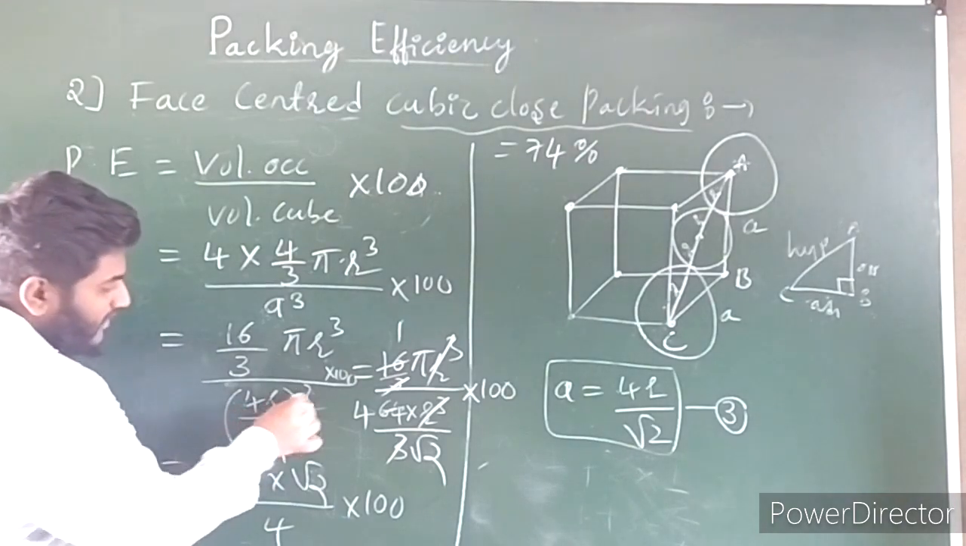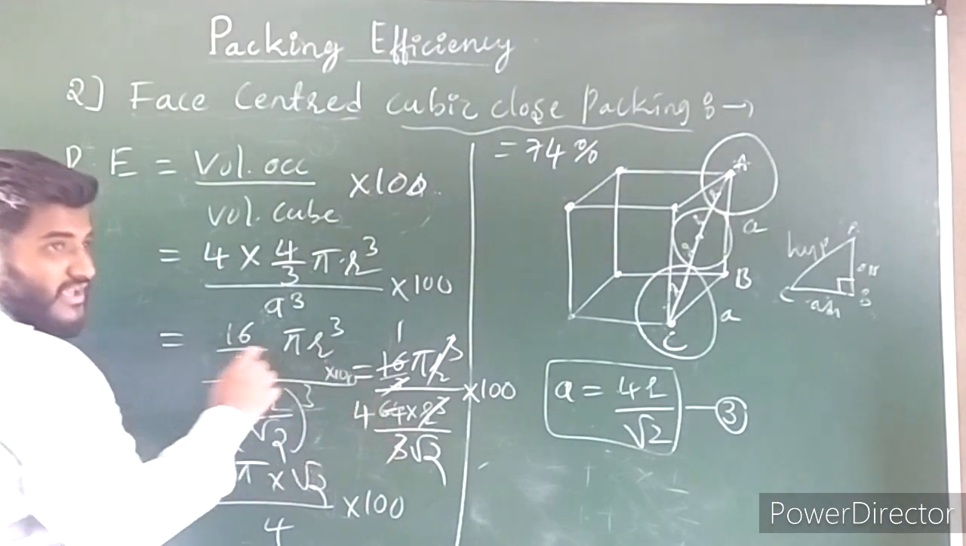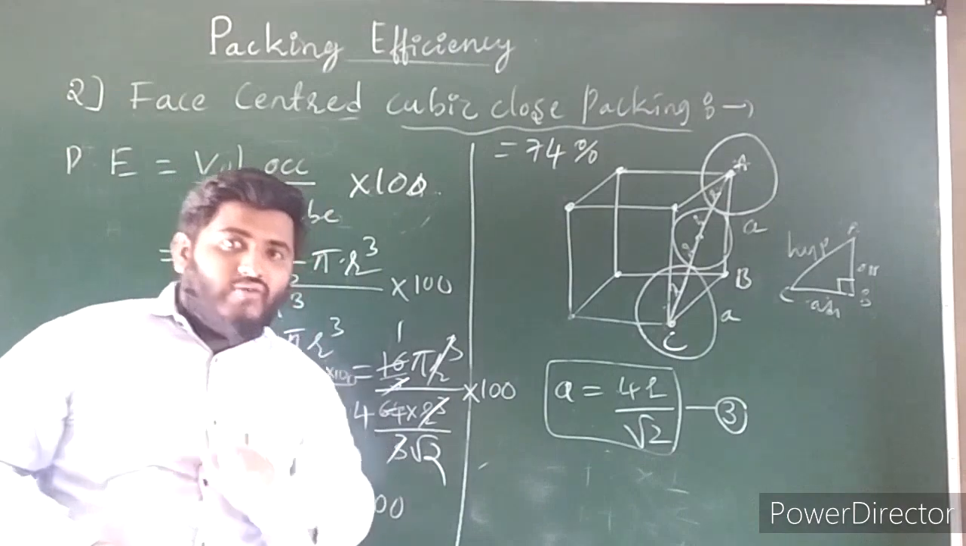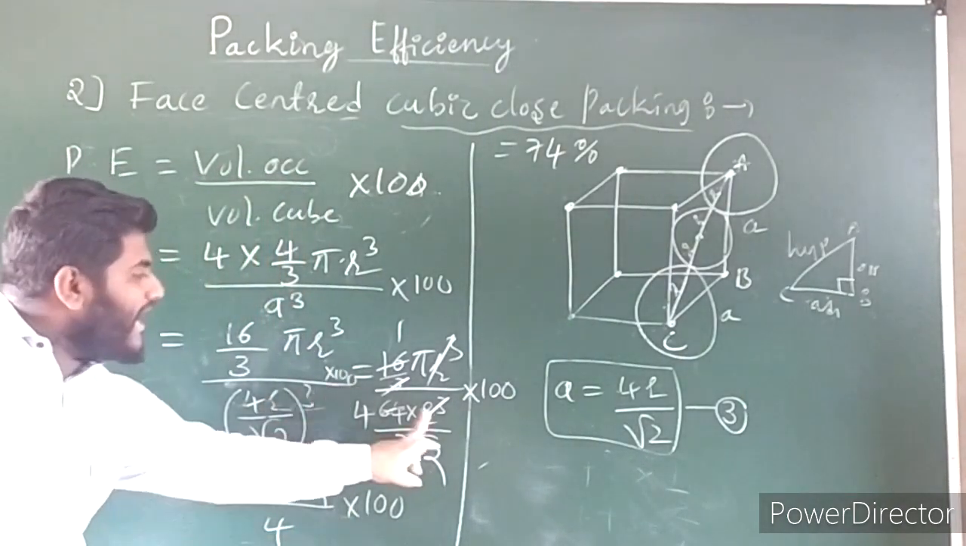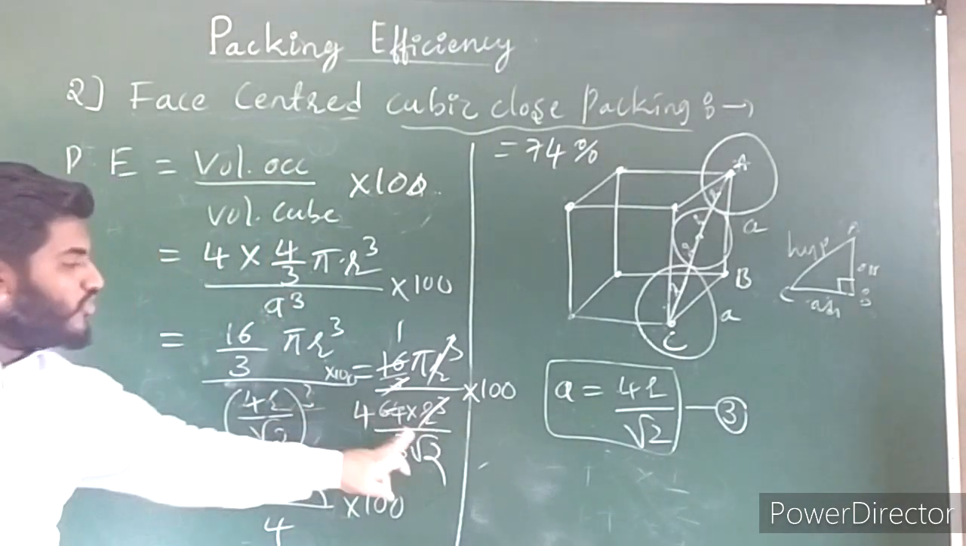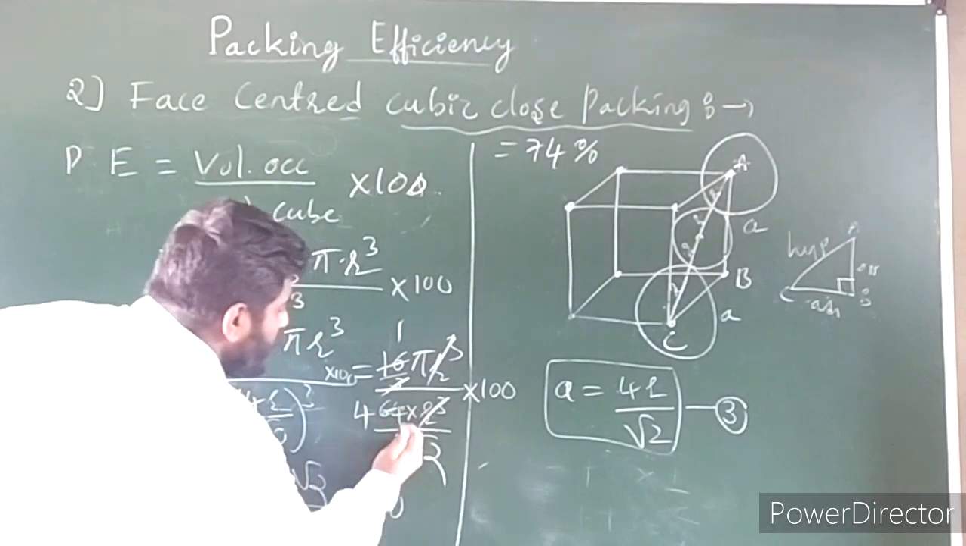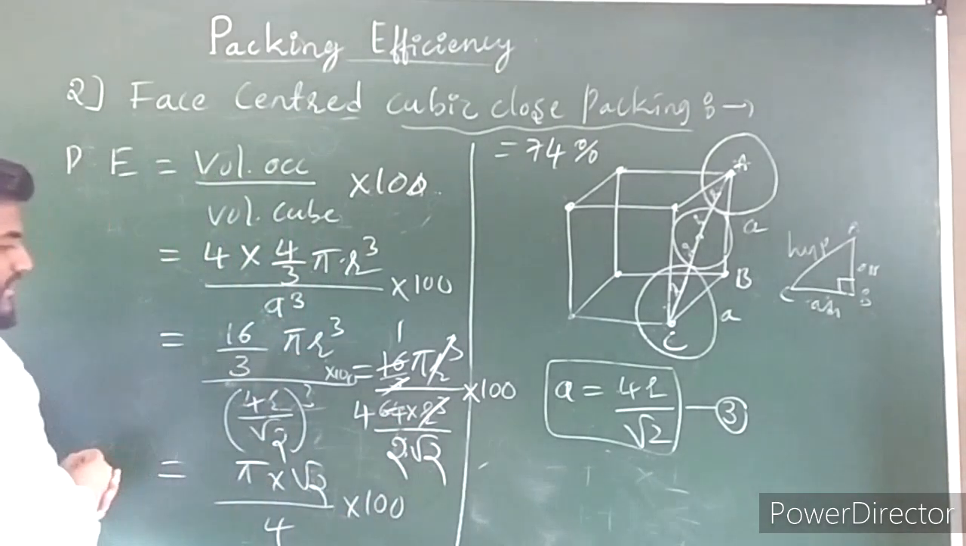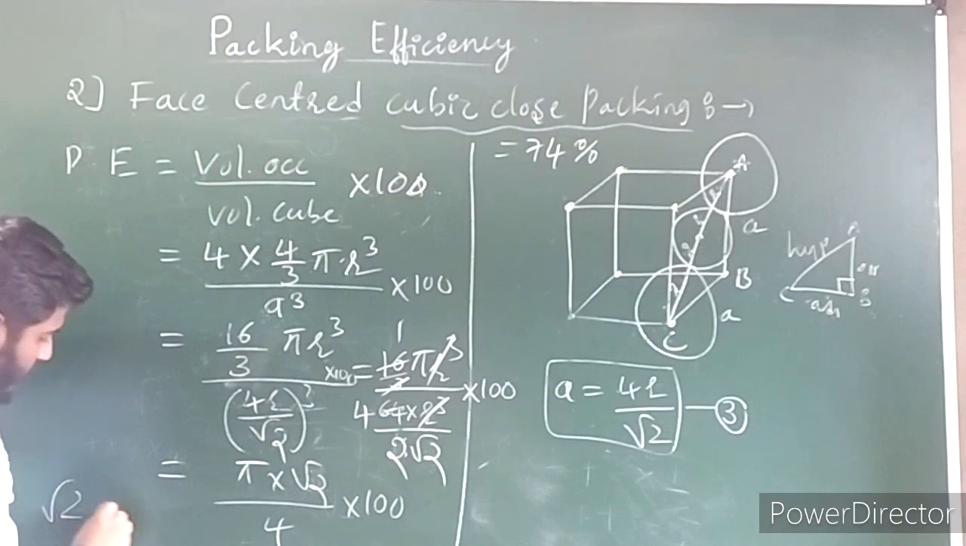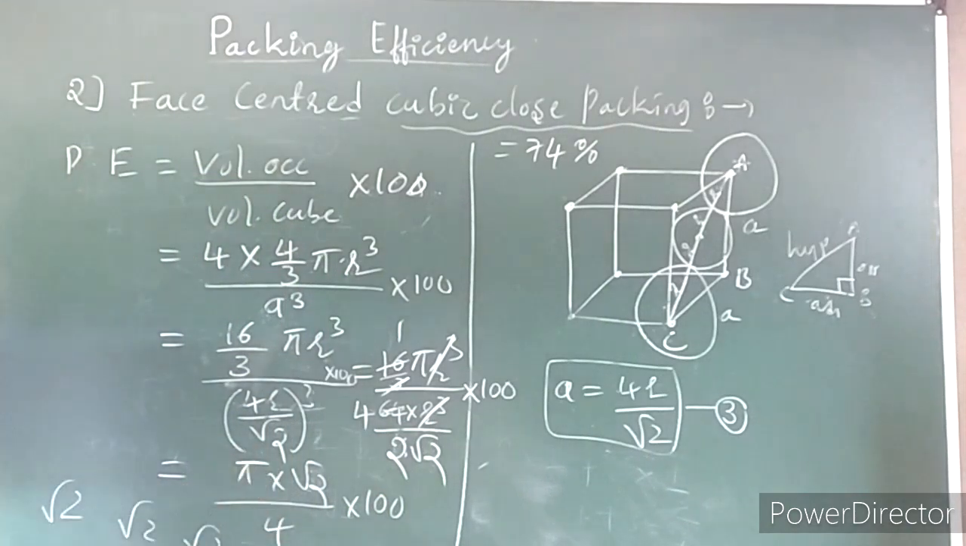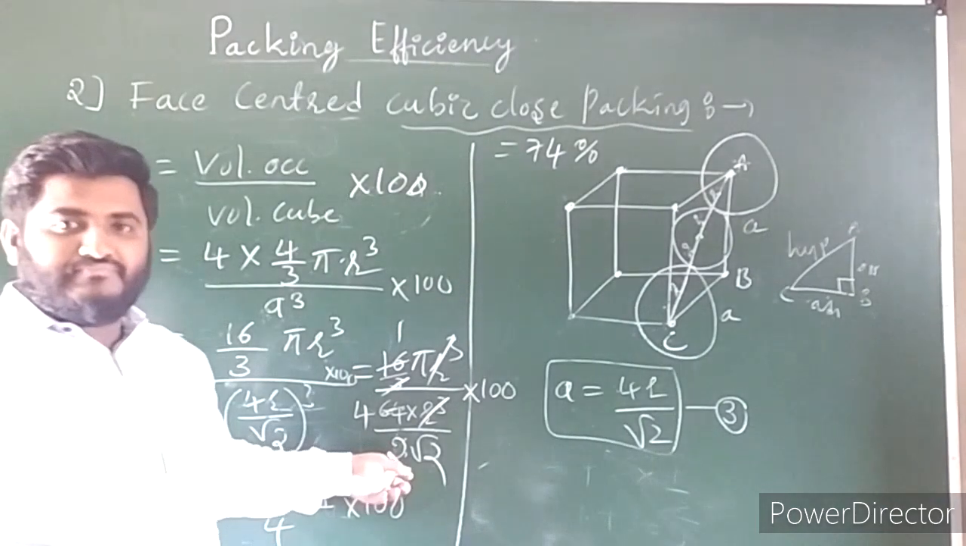See now, 4 cube means 64 we are getting. 3 times 4 into 4 into 4 we have to take. Then r cube means r cube. Root 2 cube means what are we getting? Because see here, root 2, root 2, root 2. How much are you getting, guys? Root 2 into root 2, 2. 2 root 2 we are getting.